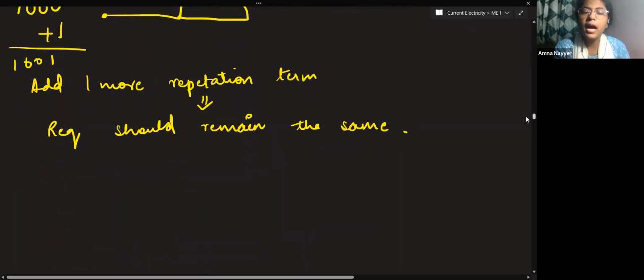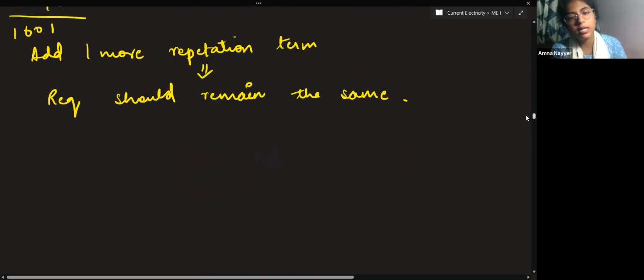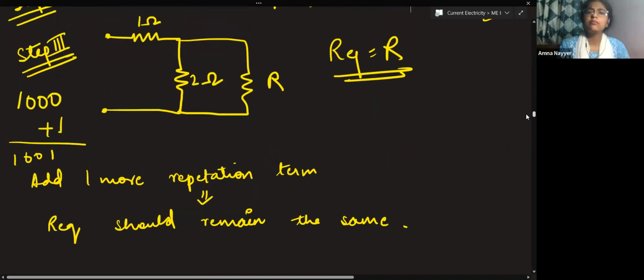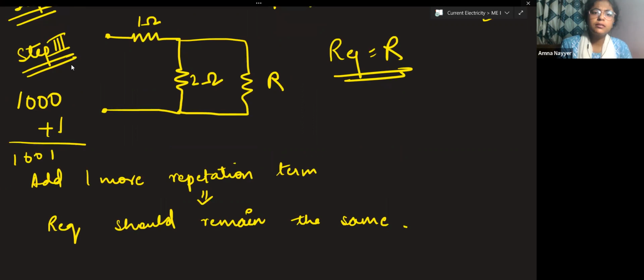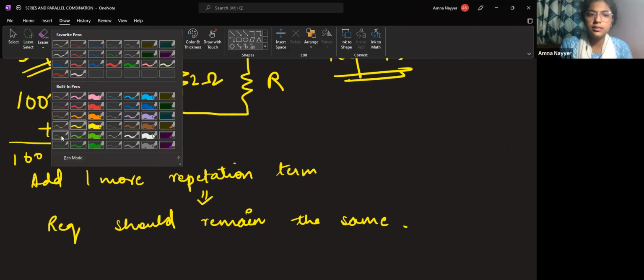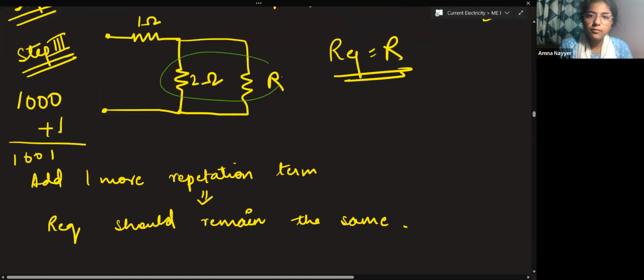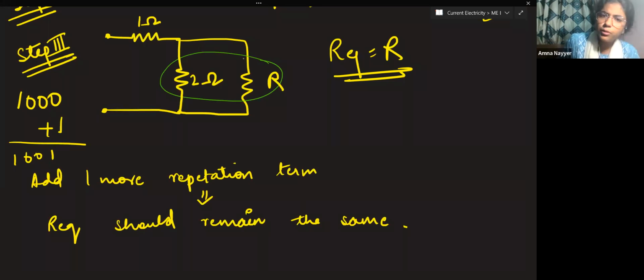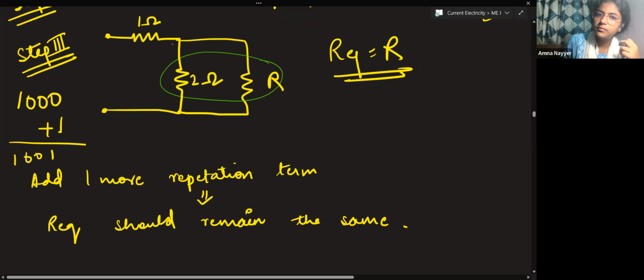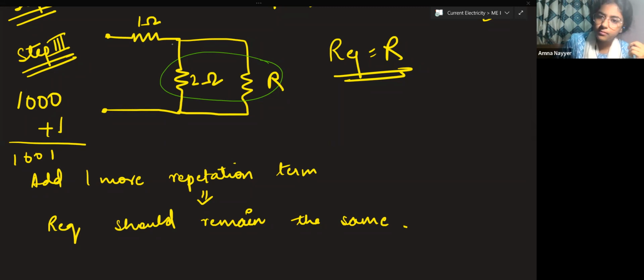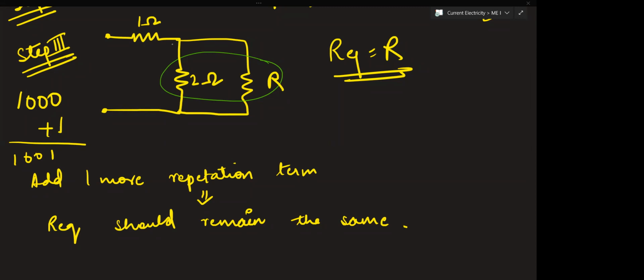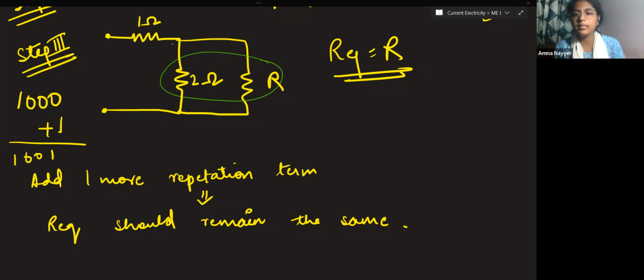Now, if you add one more repetition term, R equivalent should remain the same. Now we can solve this. Solving this circuit is easy. Yes, class, now this circuit is easier. This is simpler than the previous one. How are both these connected? R and the 2 ohm resistor? Parallel. Yes, Astha, parallel. They are connected in parallel.